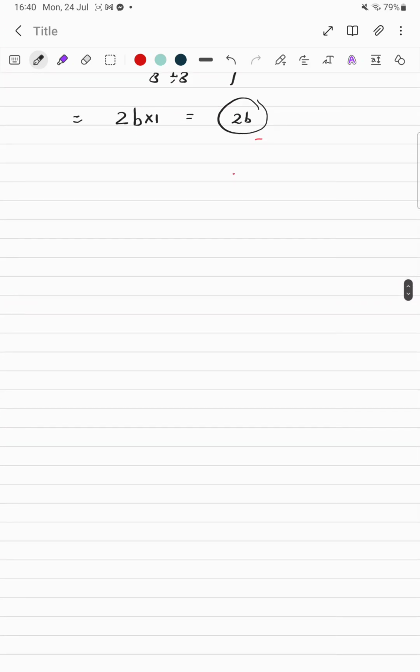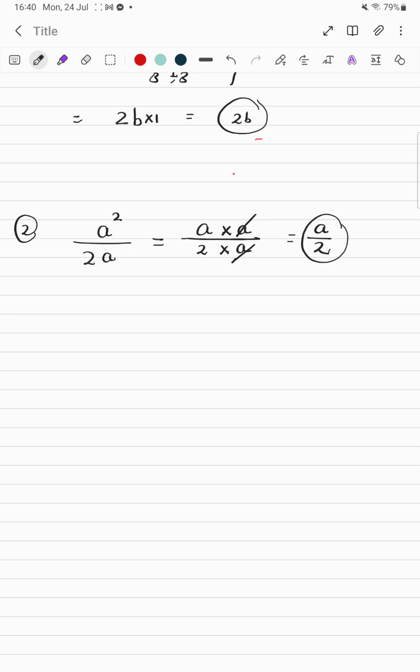For example, this is the second example now: a squared divided by 2a. Let me understand the meaning of a squared. A squared means a multiplied by a, and it is divided by 2 multiplied by a. I can see in the numerator there is no number, and in the numerator we have 2 a's in multiplication and in the denominator 1 a. So one a in the numerator and the a in the denominator will be cancelled out, and the simplified algebraic fraction will become a over 2.